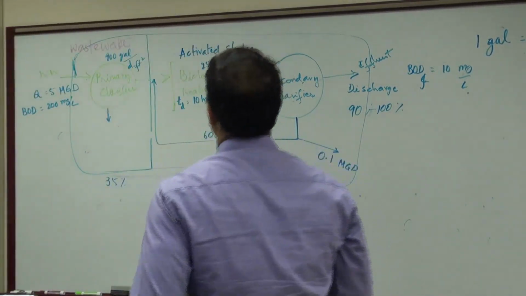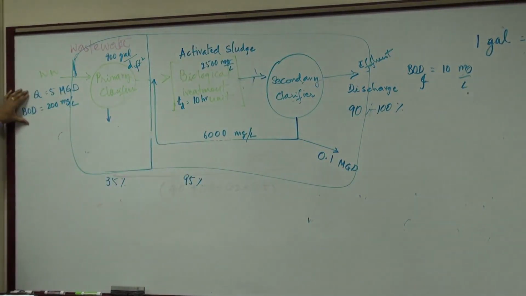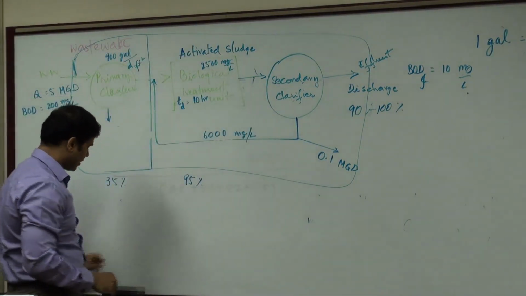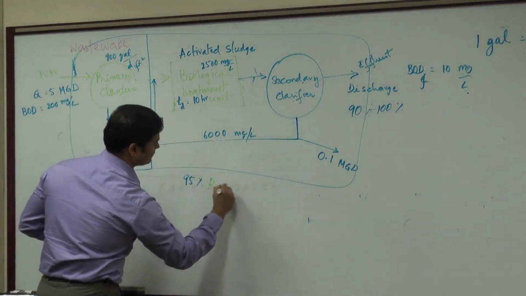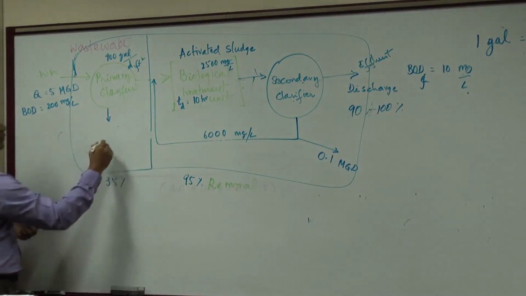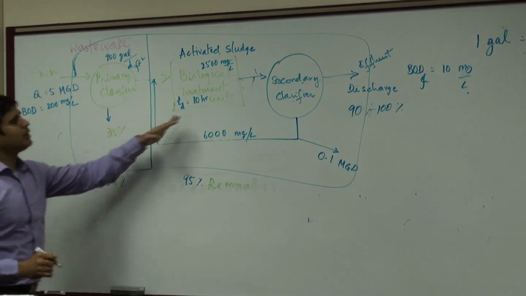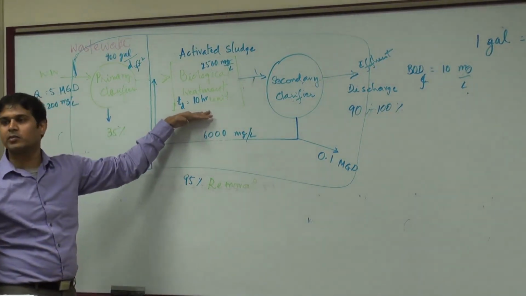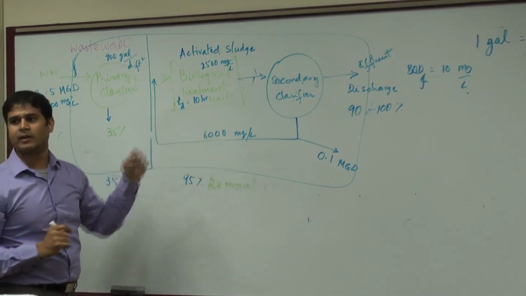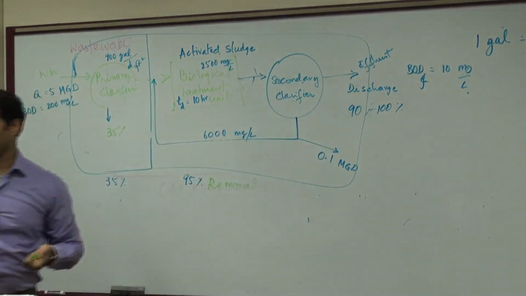Now this problem statement says this is the total amount of BOD entering the plant. The whole plant has 95% removal efficiency, and the primary clarifier can remove 35%. It is not asking you for a percentage, but how many pounds per day were removed by this unit. So how do you do that problem?